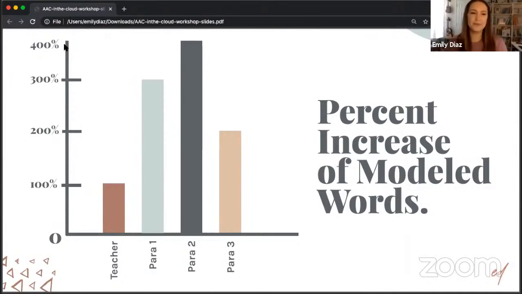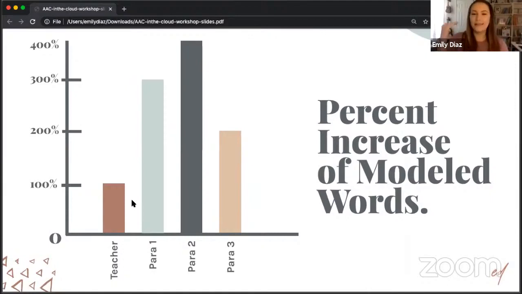I will mention, people have asked me this before when I've shared this, why is the teacher's bar so short? Shouldn't hers be the biggest? But really, it doesn't matter that hers is short. I mean, it does matter. The reason why it's short is because she already had training in AAC and modeling. She's come to trainings with me before.